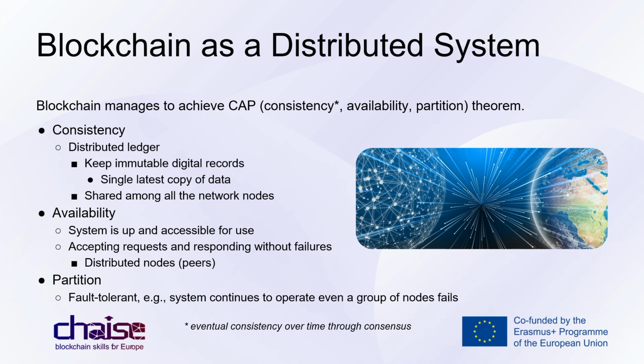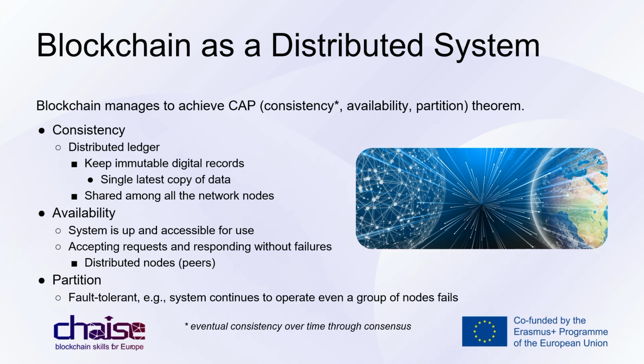Based on the CAP theorem, blockchain as a distributed system brings consistency, where distributed ledgers keep immutable digital records and a single latest copy of data that is shared among all the network nodes. Also, it provides resources and services available to users while keeping the system up and accessible by accepting a large number of requests and responding without failures, thanks to the distributed nodes in the blockchain networks.